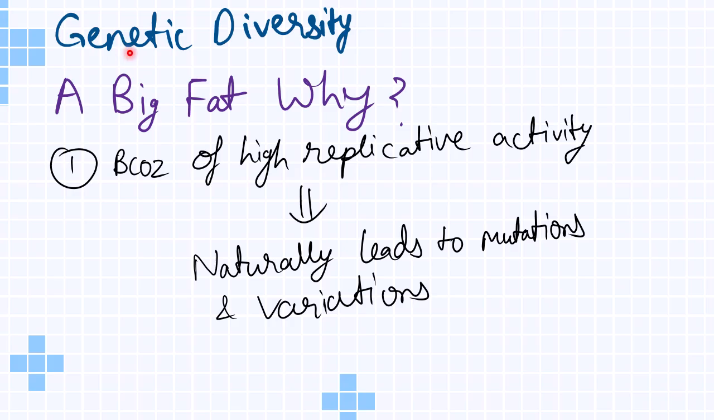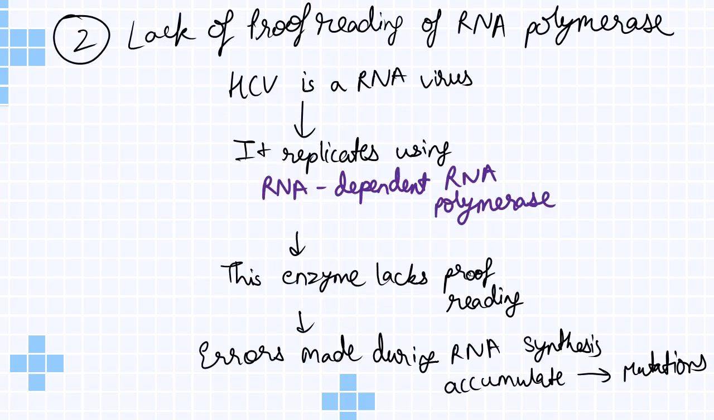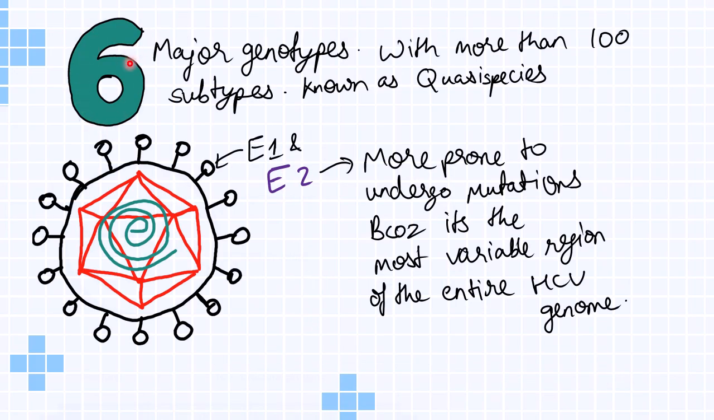This hepatitis C virus shows genetic diversity. But why? It is a big fat why. It is because of high replicative activity, which naturally leads to mutations and variations. The second reason is lack of proofreading of RNA polymerase. HCV is an RNA virus. It replicates using RNA-dependent RNA polymerase. This enzyme lacks proofreading. Errors made during RNA synthesis accumulate, which leads to mutations. There are 6 major genotypes with more than 100 subtypes. They are known as quasi species.